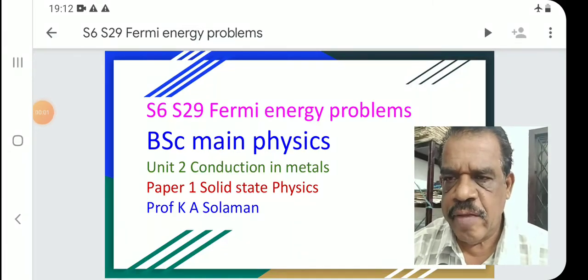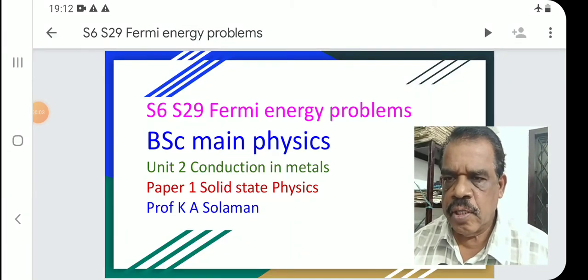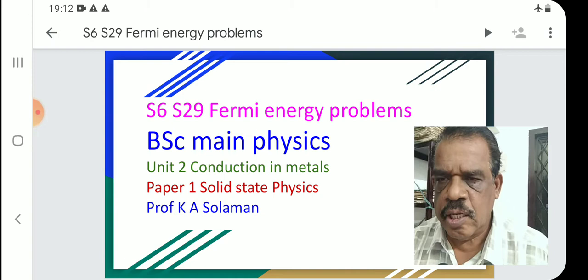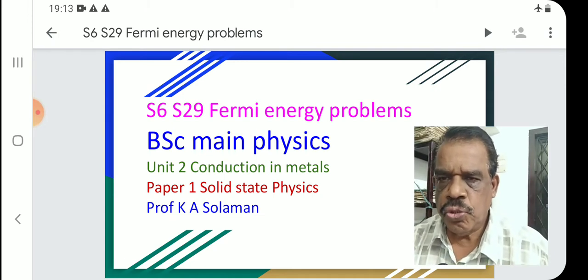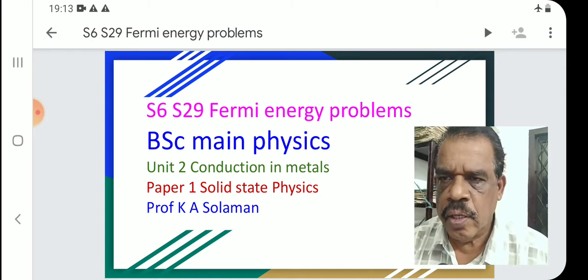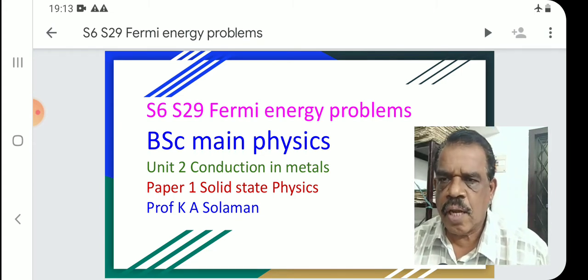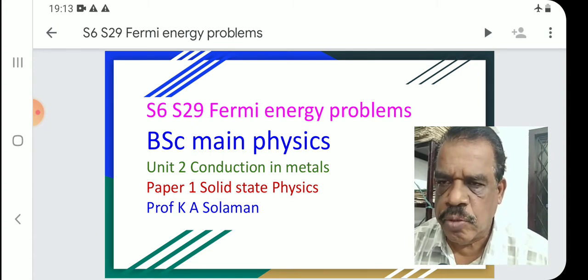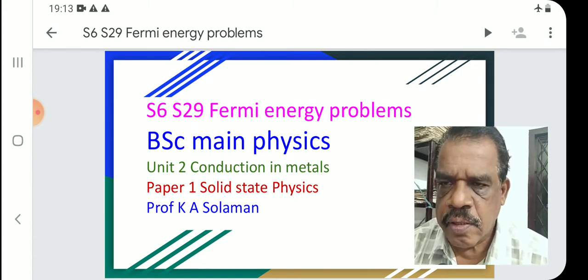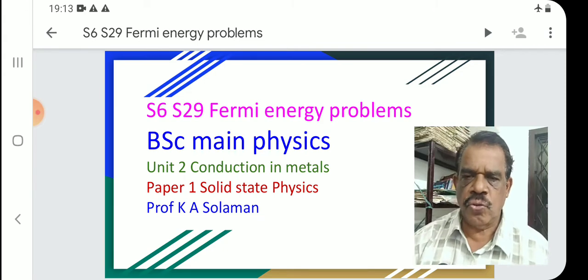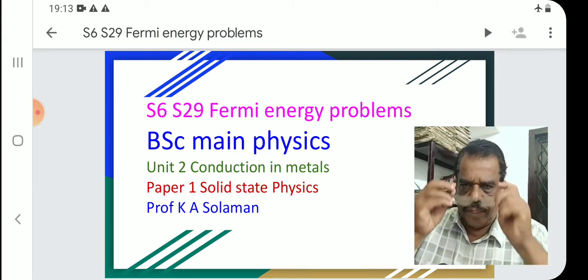Welcome to BSc Main Physics, Semester 6, Paper 1, Solid State Physics, Unit 2, Conduction in Metals. Today the class is about Fermi energy problems. This is class number S29, Semester 6, BSc Main Physics, Paper 1, Solid State Physics.